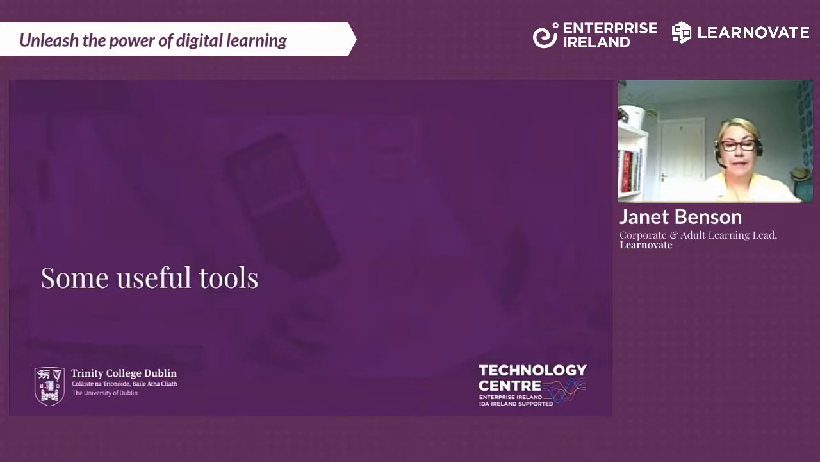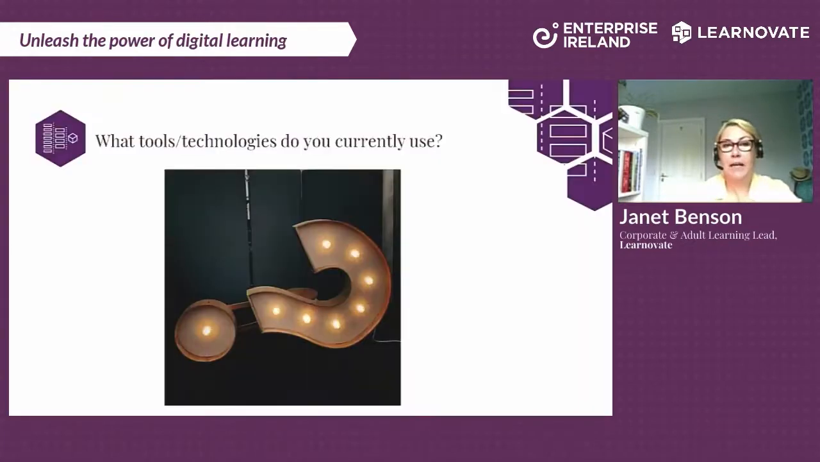So we're going to talk a little bit about some tools that we've been using. And again, we have a poll, or we can use the chat function that we have as part of our webinar, just to find out what kind of tools and technologies you currently use. As Linda said, some people have mentioned Zoom and their LMS already, but it'd be nice to get a feel for the tools that people are using and how they're using them as well, because I think that's an important element of it.